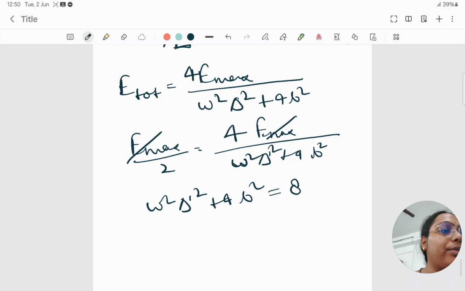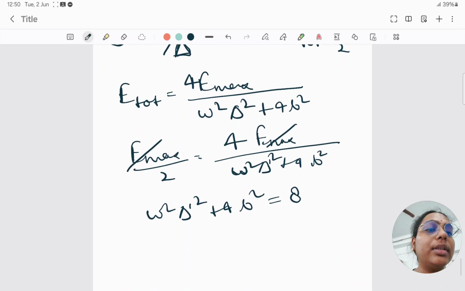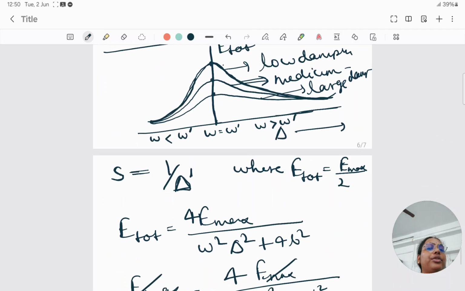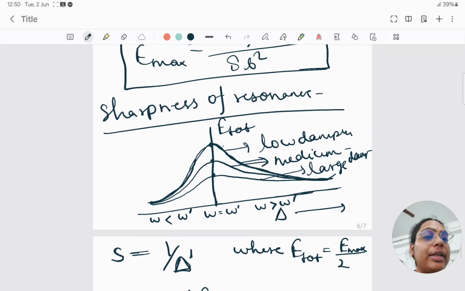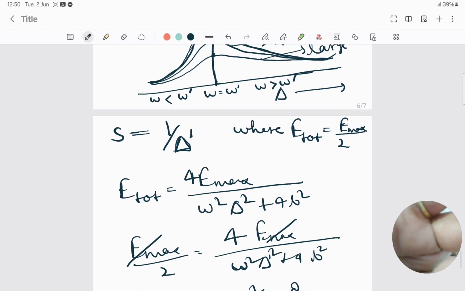So where I was, yes, I was deriving the expression for the sharpness of resonance. That is actually the reciprocal of the delta value, where the E total, the total energy, will be half of the maximum energy. Okay, so we were deriving this.